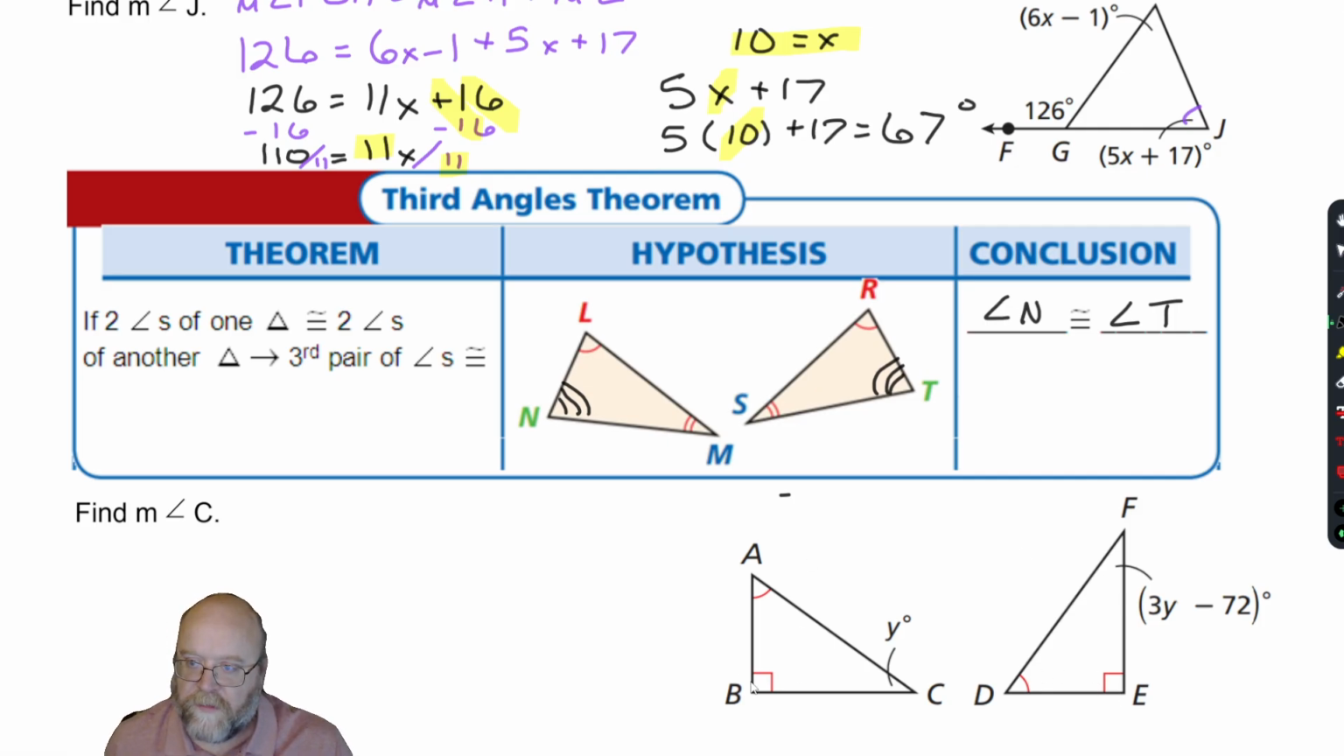So right angles are always congruent, and A and D are congruent. So that means, guess what else is congruent? C and F. So if they're congruent, then we can say they're equal. The measurement of angle F is equal to the measurement of angle C. So we just substitute in our values. C was y. F was 3y minus 72.